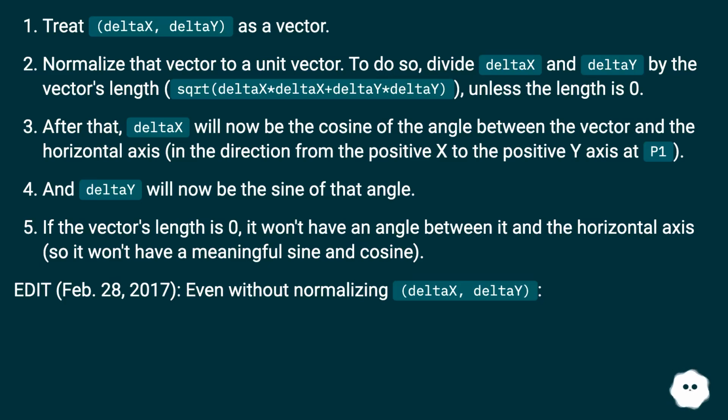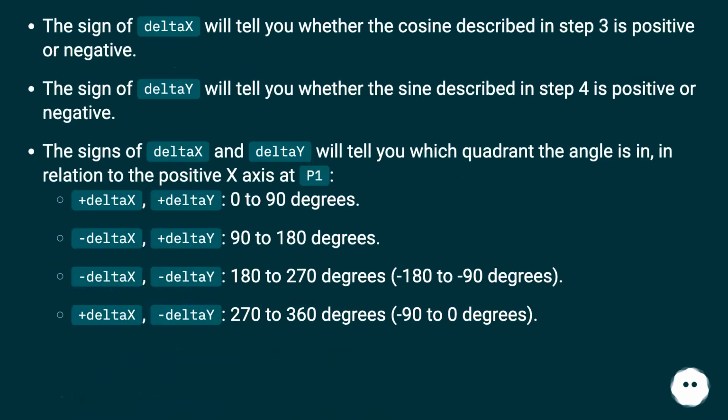Edit, February 28, 2017: even without normalizing delX, delY, the sign of delX will tell you whether the cosine described in step 3 is positive or negative. The sign of delY will tell you whether the sine described in step 4 is positive or negative. The signs of delX and delY will tell you which quadrant the angle is in in relation to the positive x-axis at P1.